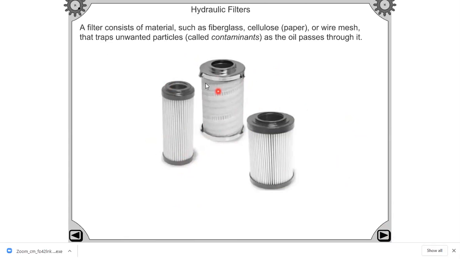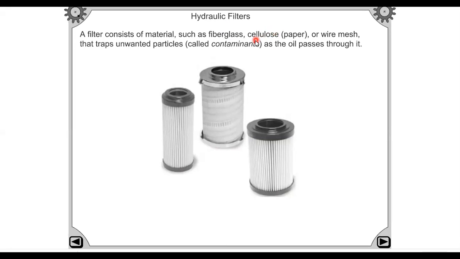Normally the filter consists of materials such as fiberglass, cellulose paper, and wire mesh. Whatever unwanted particles are there get trapped in this mesh, whether cellulose or wire mesh. Normally in industries, we use wire mesh type filters. Whenever the oil passes through this filter, the contaminants get trapped in the mesh.